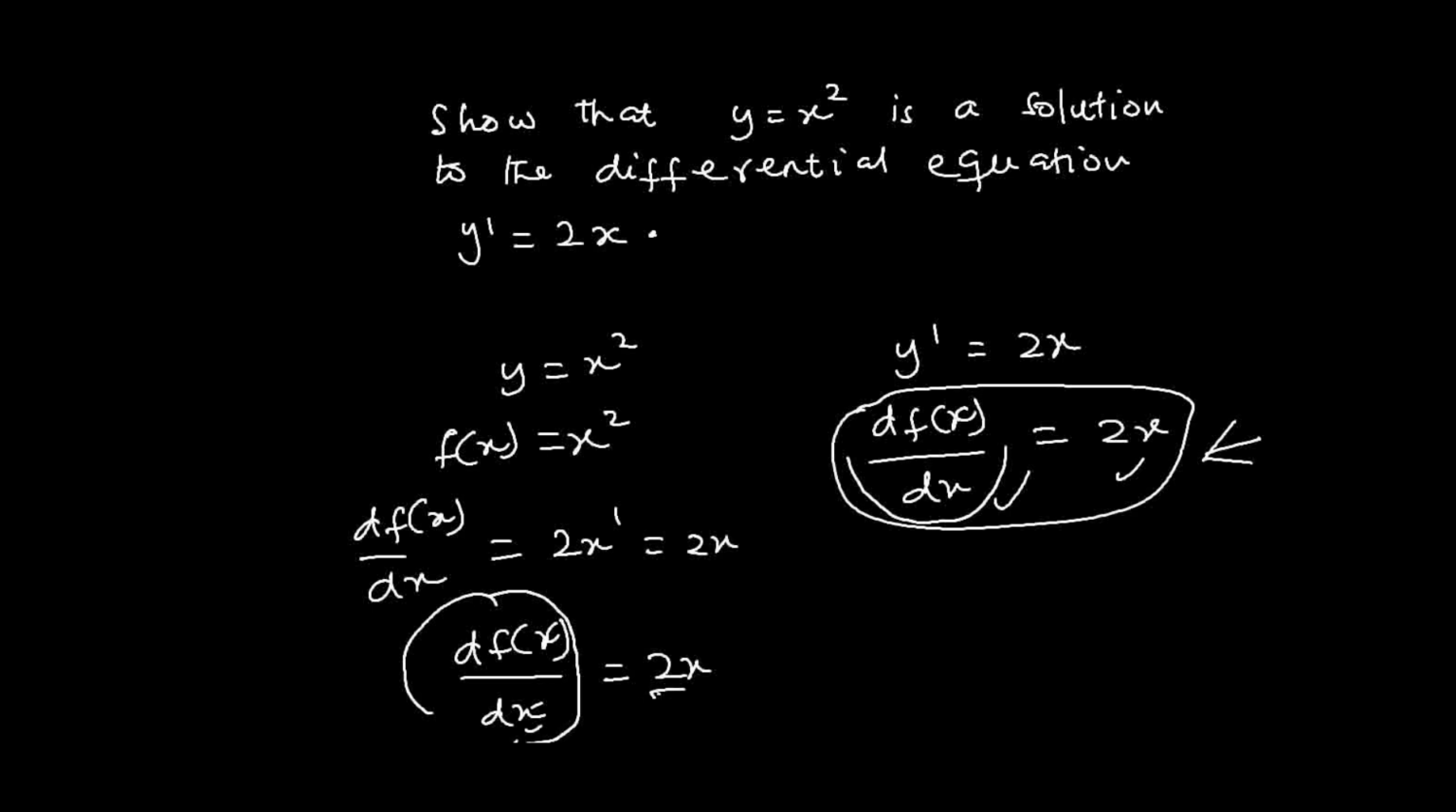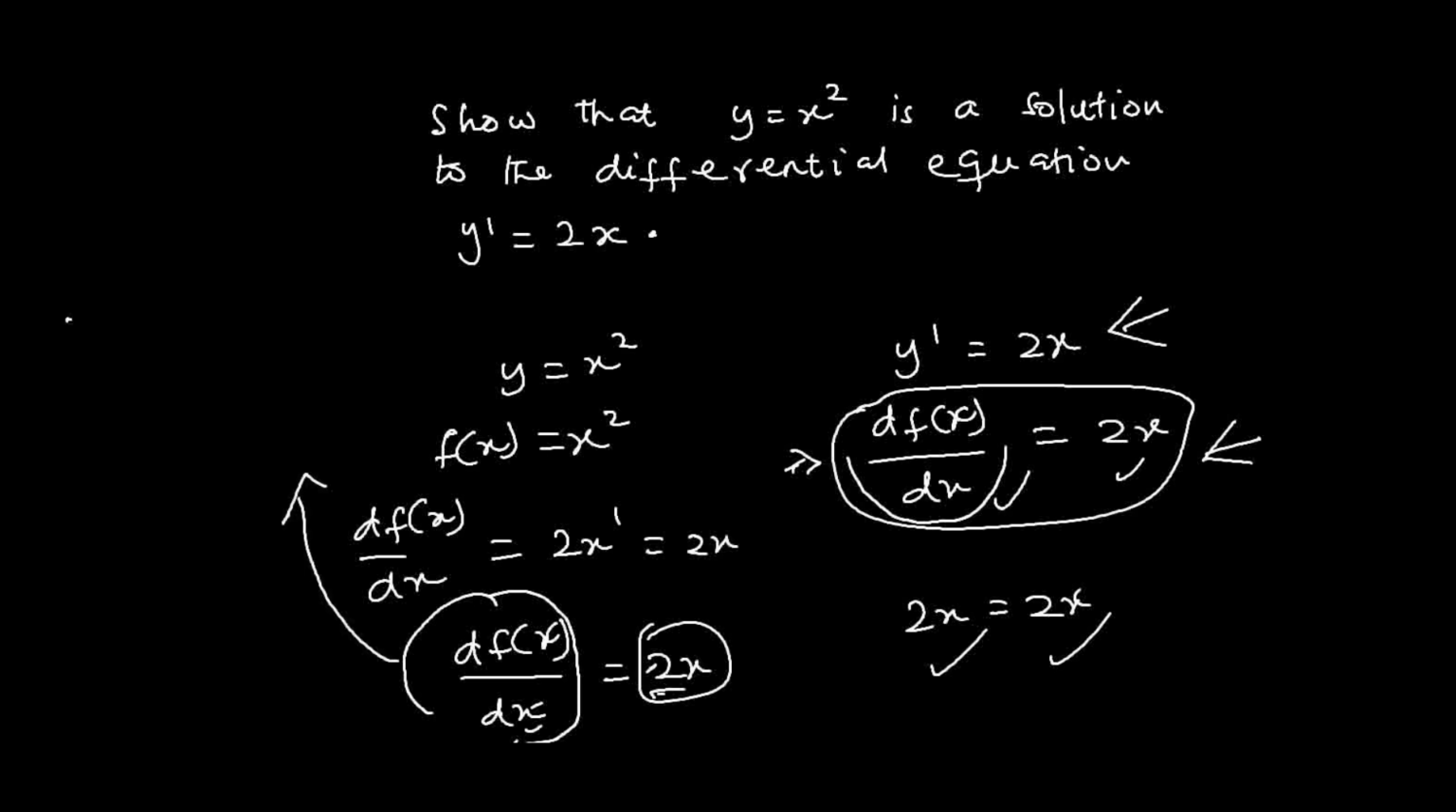We are going to substitute 2x into the differential equation and find out whether the left hand side will be equal to the right hand side. When I substitute this 2x into this differential equation, I have 2x equals 2x, and therefore the left hand side is equal to the right hand side. So the function f(x) is a solution to this differential equation that we have here.